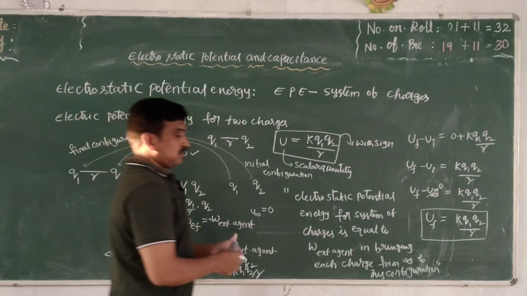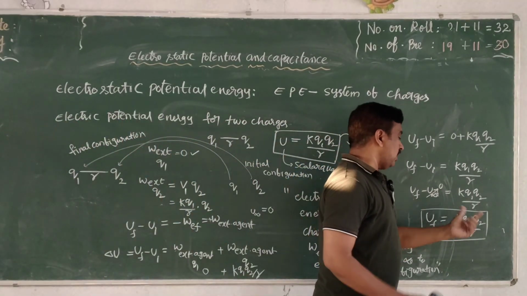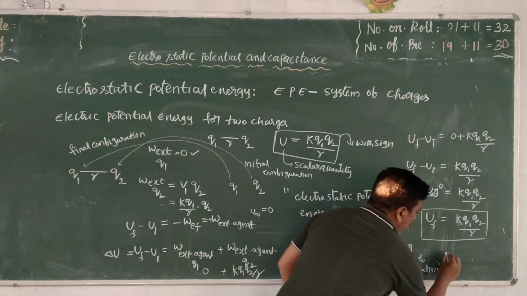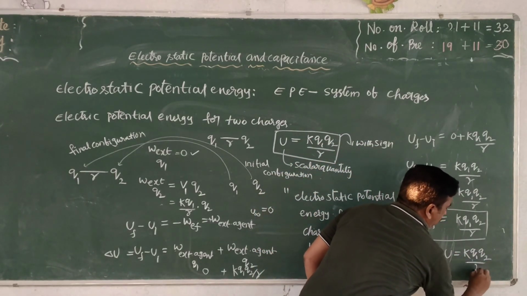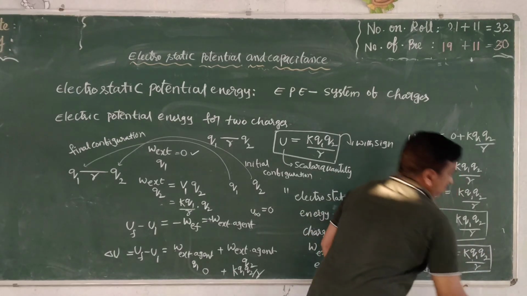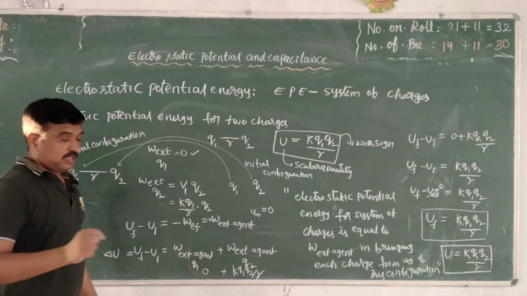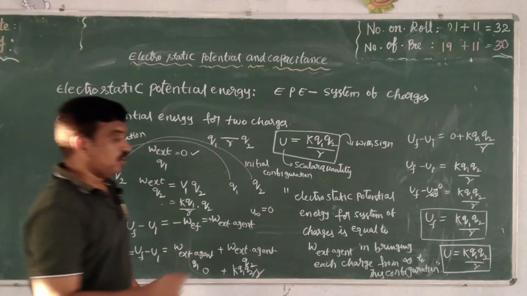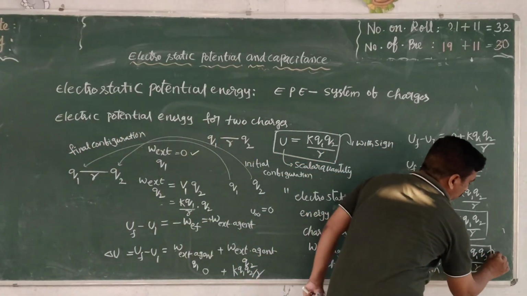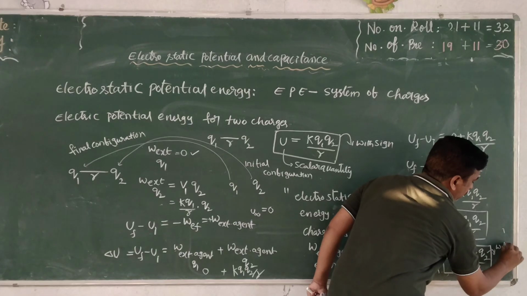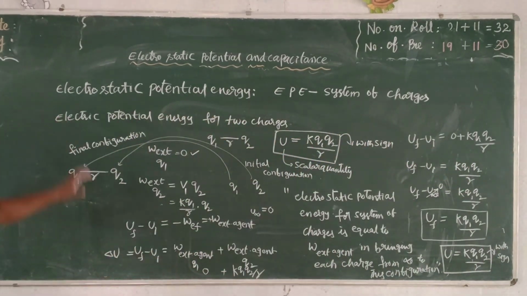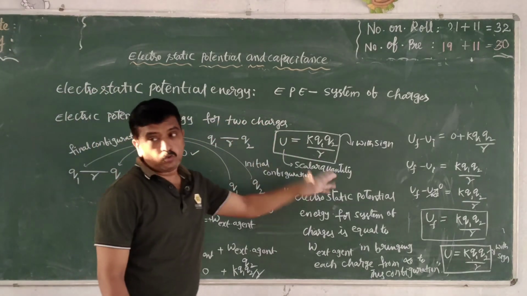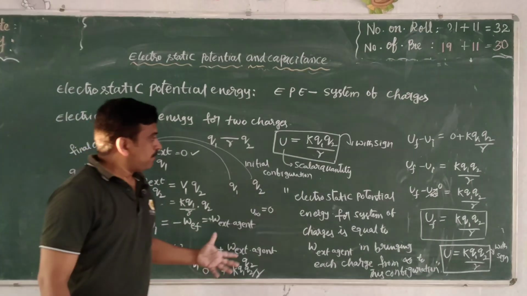So for two charges, see, U equals k q1 q2 by r. It is the equation of electrostatic potential energy, k q1 q2 by r, with sign. Why? Because it is a scalar quantity, we can write with sign. With sign, it is the equation of electrostatic potential energy, or electric potential energy, for two charges. Yes, na. So like this we can derive this one.